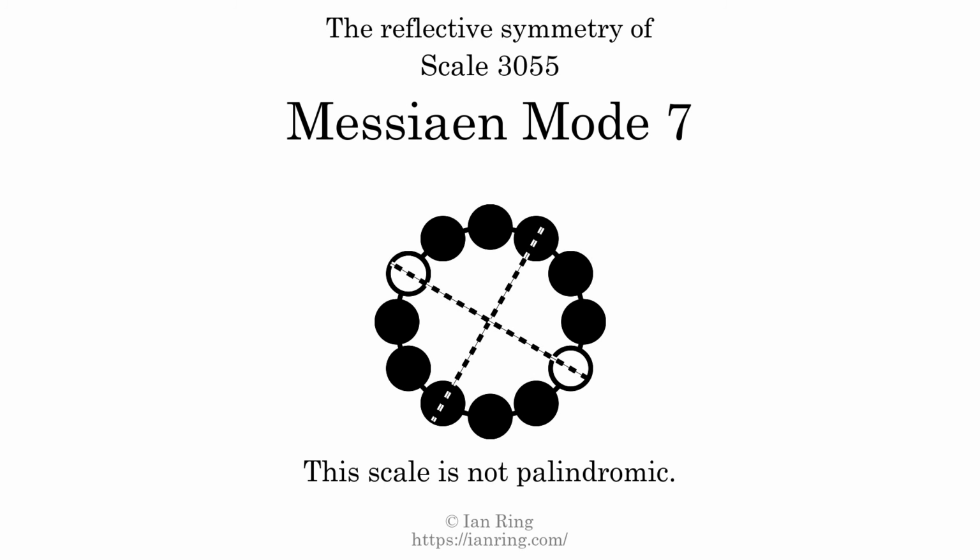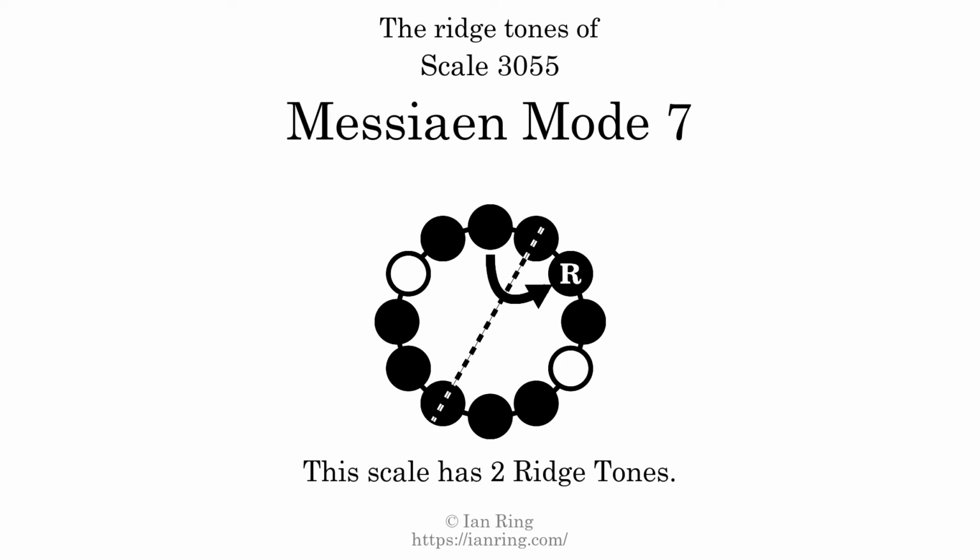This scale has reflective symmetry across two axes positioned at 1 semitone and 4 semitones above the root. This scale has a different pattern of intervals ascending and descending, so it is not palindromic. This scale has two ridge tones. They are at positions here and here.